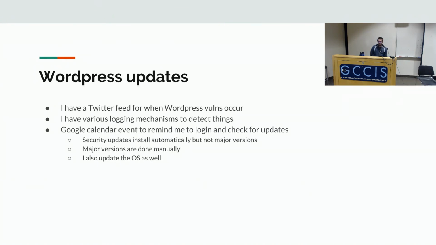So for WordPress, we know that it's vulnerable. We know that it happens quite frequently. I have a Twitter feed for WordPress vulns, and when they occur, I get a notification on Twitter. There's this one guy that literally is on top of it every time there's a vulnerability. He writes a tweet for it, and I just follow that guy. So I have various logging mechanisms to detect things and everything like that. I also have a Google Calendar that reminds me to actually go in and do manual updates.